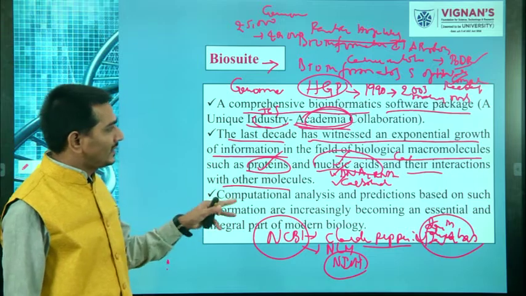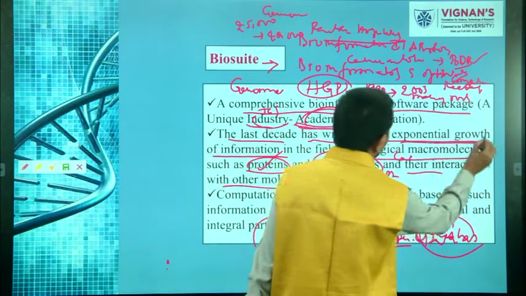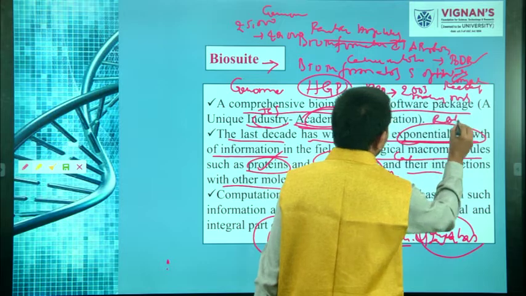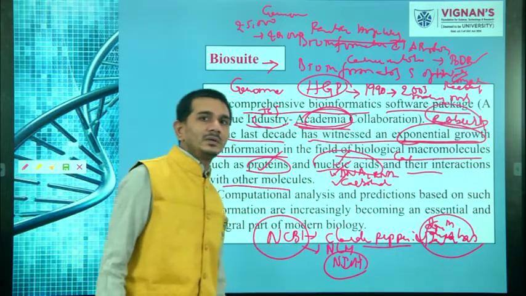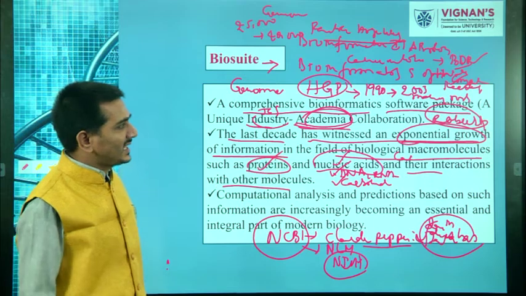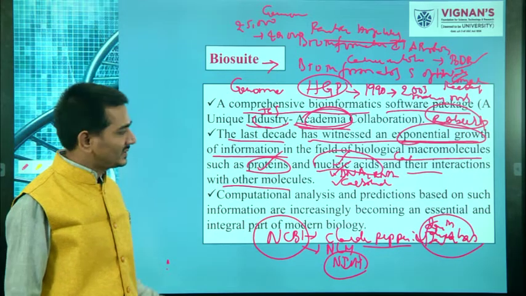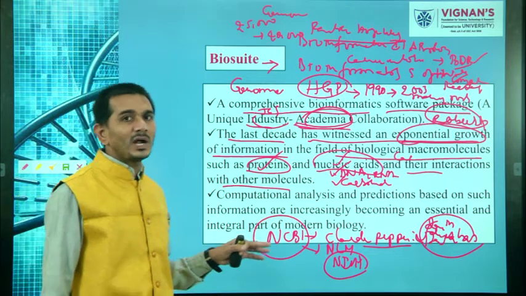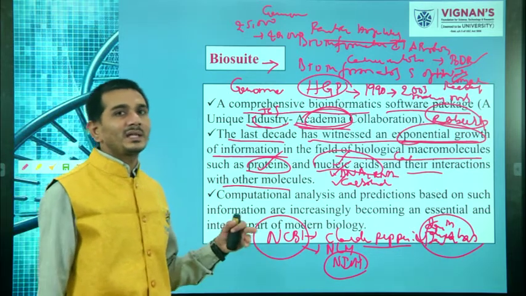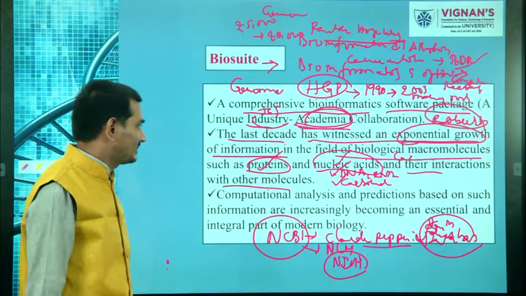As the data is becoming robust, which is what exponential growth means, it is very difficult to store it. So they designed the biological database. Biological databases are meant not only for storage of data, but also for retrieving the data as and when it is required.